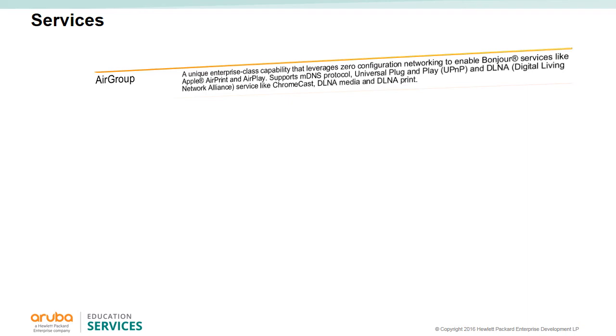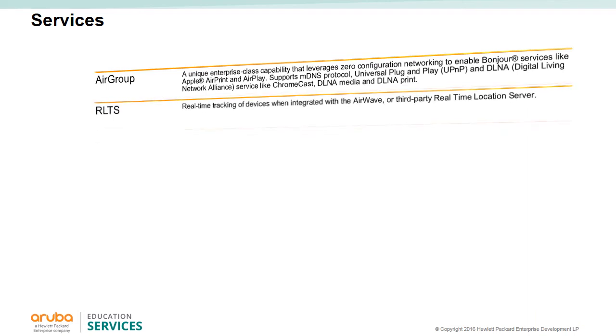It allows or blocks AirGroup services for all users. It allows or blocks AirGroup services based on user roles. It allows or blocks AirGroup services based on VLANs. It matches devices to their closest service, such as printers.